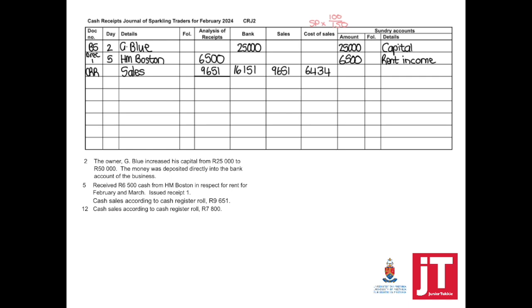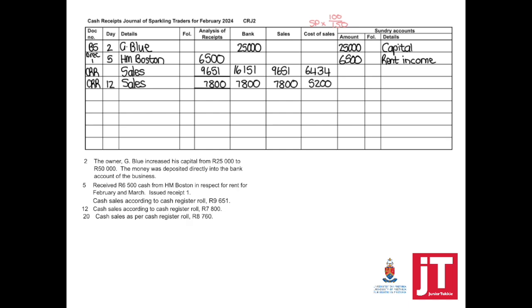Day 12, cash sales according to cash register roll, 7,800. Source document, cash register roll, day 12, sales, analysis of receipts, 7,800. Why did we receive the money? Because of sales. To calculate the cost, take the selling price times 100 divided by 150. That was the only transaction on day 12. Draw a line. 7,800 is deposited into your bank.